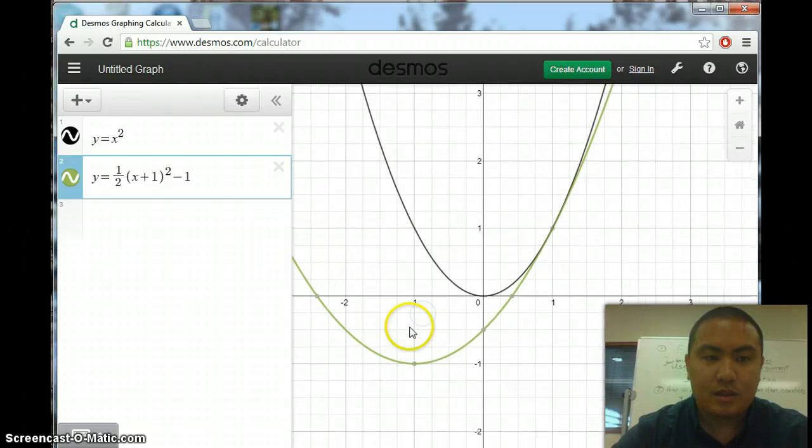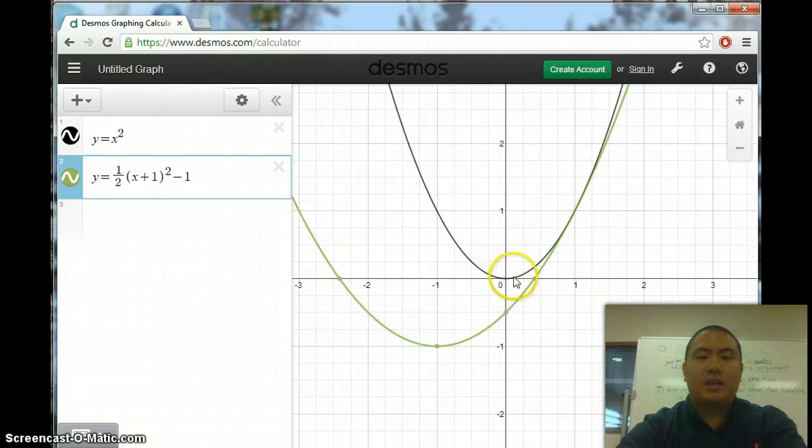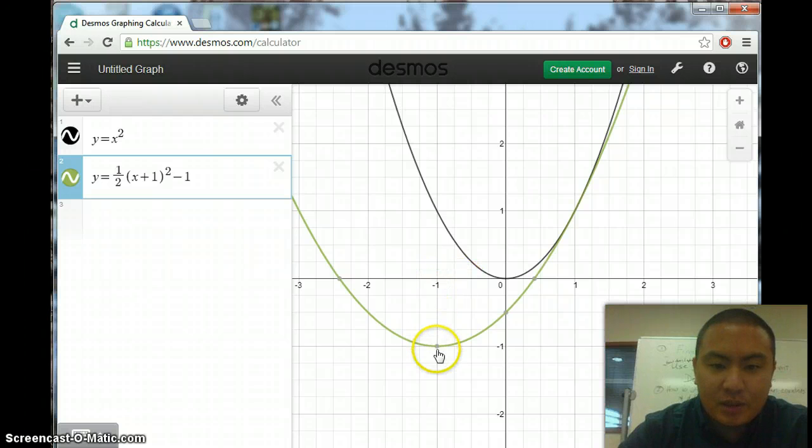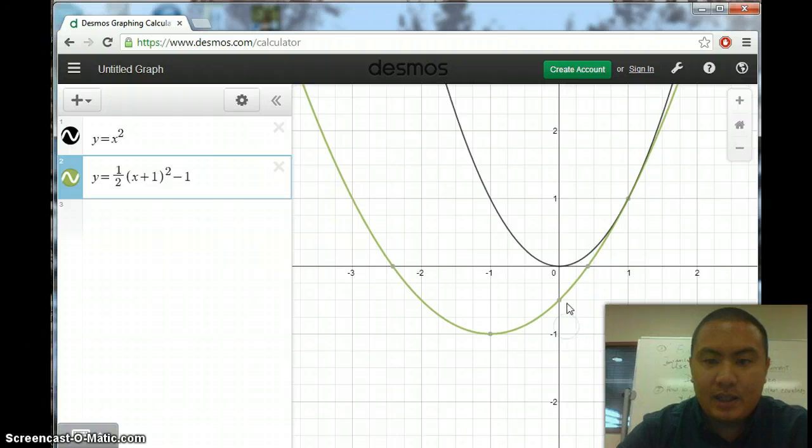Okay. So what did we say about the vertex? The vertex was -1, -1. So yeah, that's right there. And the way you thought about it was that when you move over 1, what's 1 squared? It would have moved you up 1. But because you have the 1/2 in front, it takes that value to half.